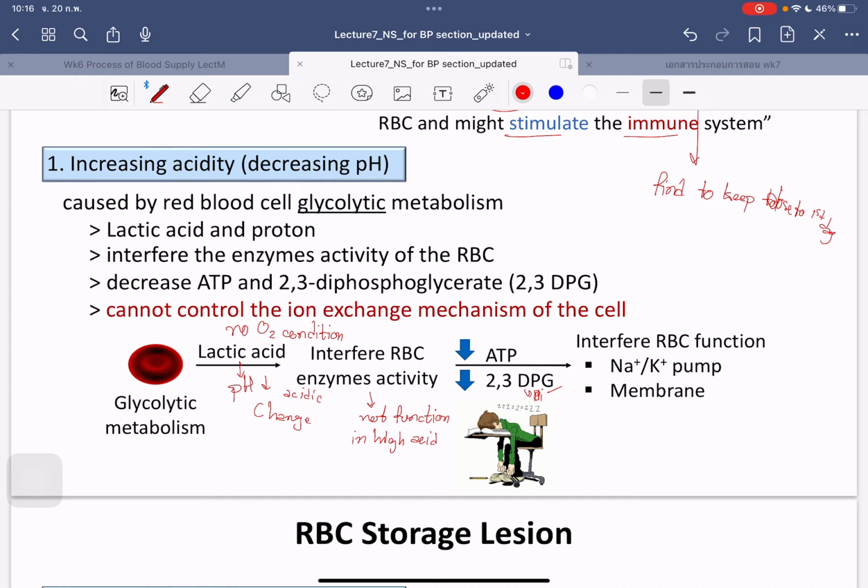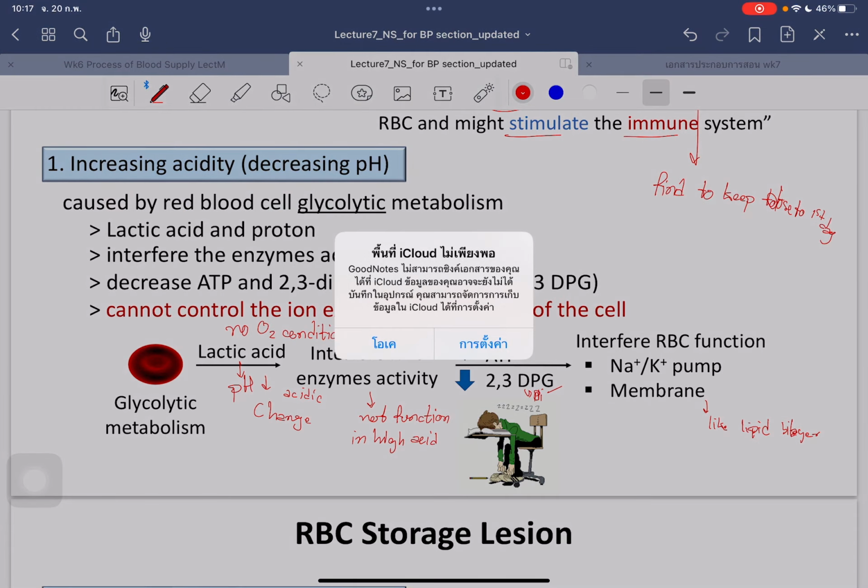When they do not have enough energy, the next thing that happens is it changes the red blood cell functions, such as the sodium potassium pump. And the second one, it changes the membrane. If you imagine the membrane of red blood cells, it is like a lipid bilayer, right? But it does not just sit in one position. It can move to control the volume of the red blood cell. But if you do not have energy, the red cell membrane will not move, or the lipid will easily pass in and out of the red blood cells.